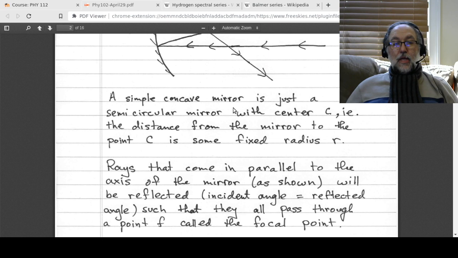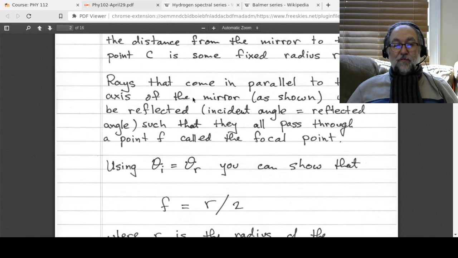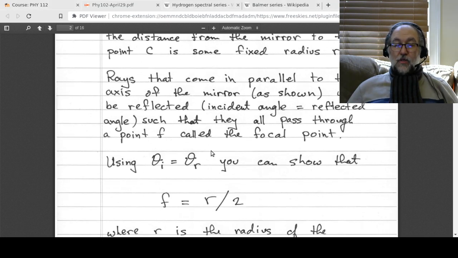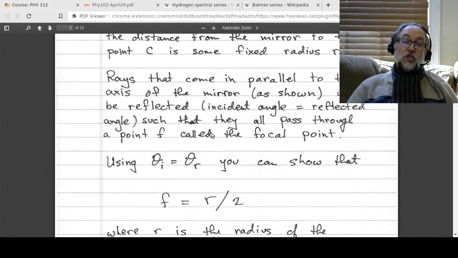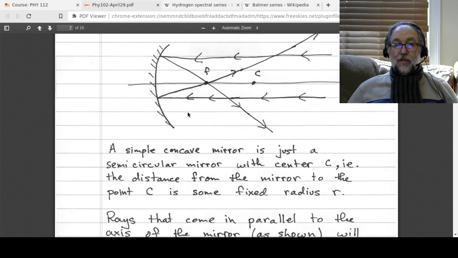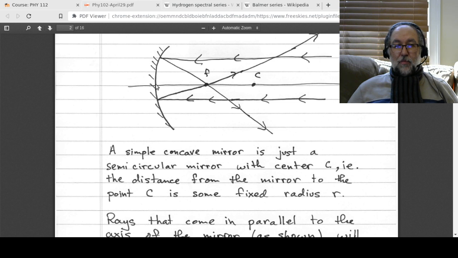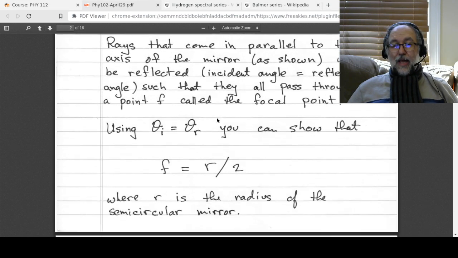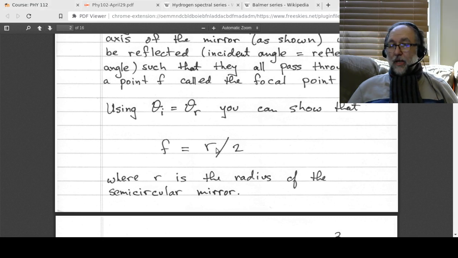Okay, now if you make use of the fact that the incident angle is equal to the reflected angle, and you go through the geometry, which I'm not going to do, you can actually show that the focal length here, that is the distance from the mirror to that point F, to the focal point, that distance is actually equal to half of the radius.